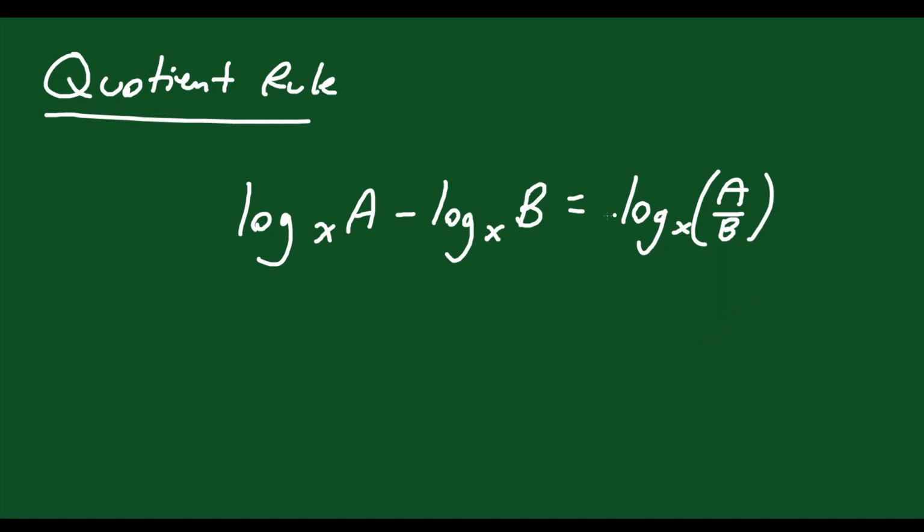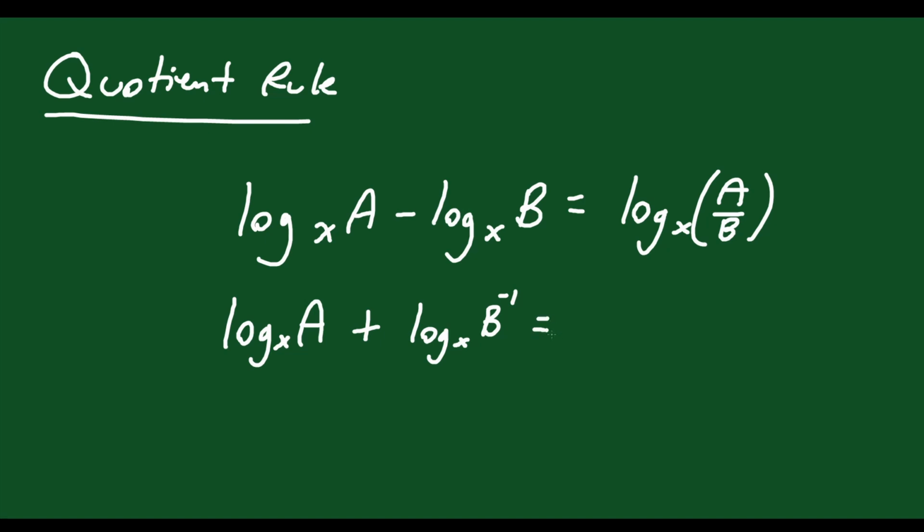And really, this you could derive from the product rule, right? Because if you recall the power rule, which says you can bring an exponent to the front, you can also move an exponent from the front into the exponent, right? So this is the same as saying log base x of a plus, if you take this negative 1 that's here and you move it into the exponent on your b, you're going to have plus log base x of b to the negative 1, right?